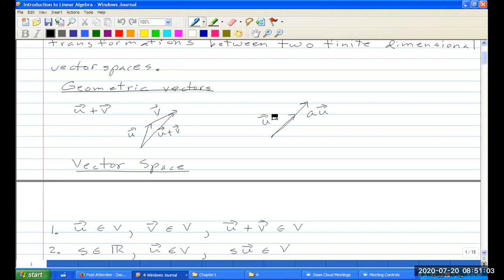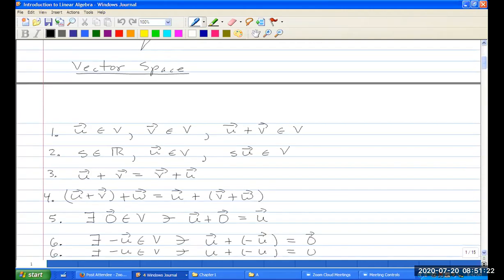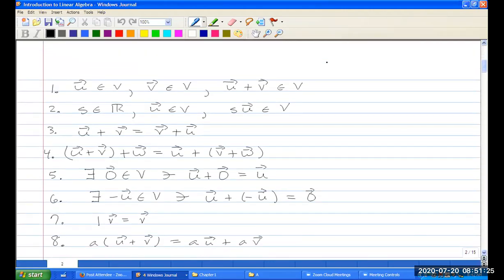So what can I do with vectors? Well, I can add two vectors, and I can multiply a vector times a number, a scalar. So I will call a number that I'm multiplying a vector by a scalar. So what is a vector space? Well, a vector space is what you can do with vectors. And so if u is a vector and v is a vector, then u plus v is a vector. A vector space is closed under vector addition.